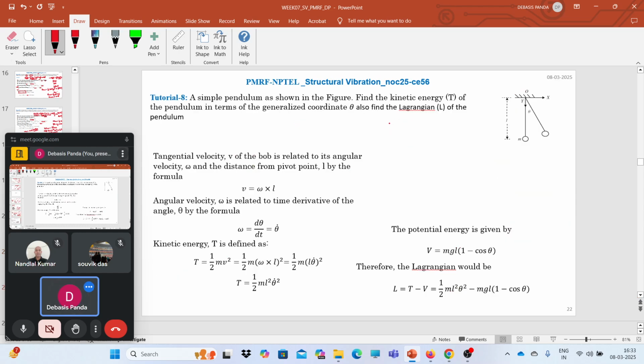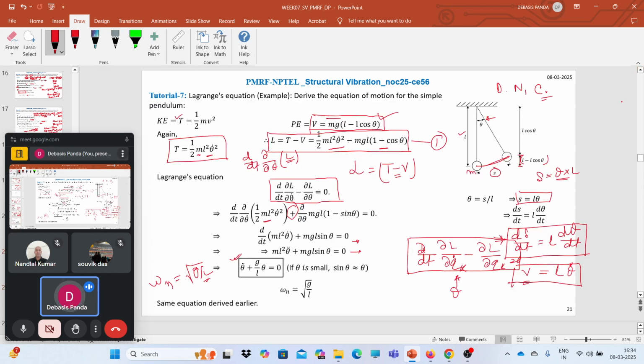So obviously here they have given it in terms of mass and theta. Everything is given, so we have actually already solved this. Just go back and see it. Like, what will be the value of S? That means the displacement is L theta. What will be the value of velocity? It's nothing but L into theta dot.